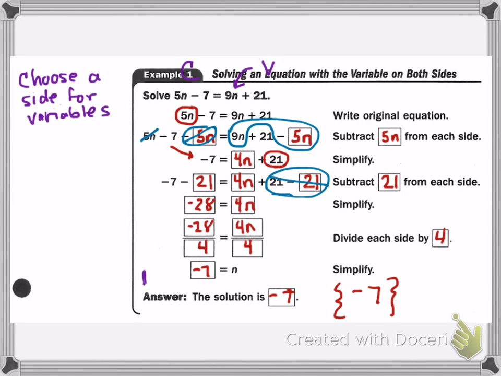So just as a recap, we want to choose a side for variables. The other side of the equation will be for constants. We want to get all the variable terms to one side, all the constant terms to the other side, and then we solve.